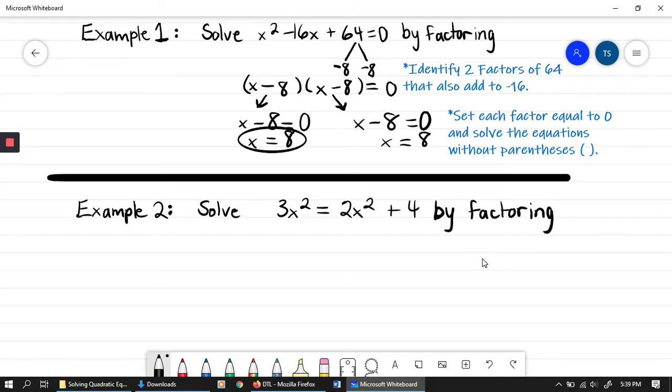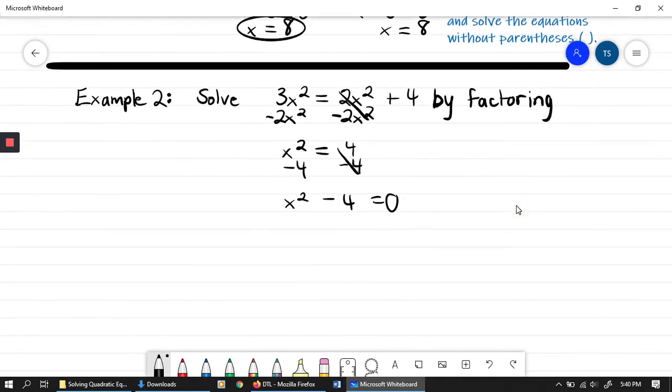I'm going to move these two terms on the right side of the equation over to the left side. You could move the term on the left side to the right instead, but I'm going to move these things to the left side so that I can keep my leading term positive. We wind up having x squared minus 4 equals 0. So now the equation is written with one side equal to 0.